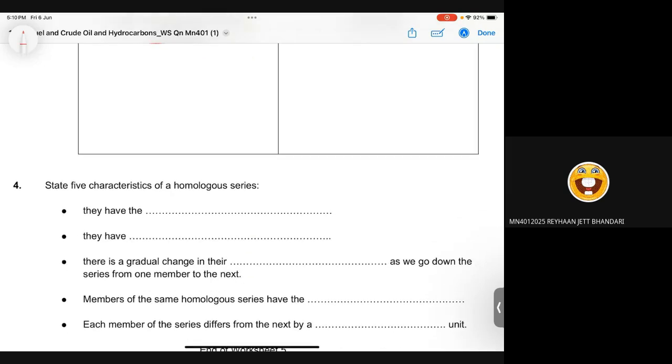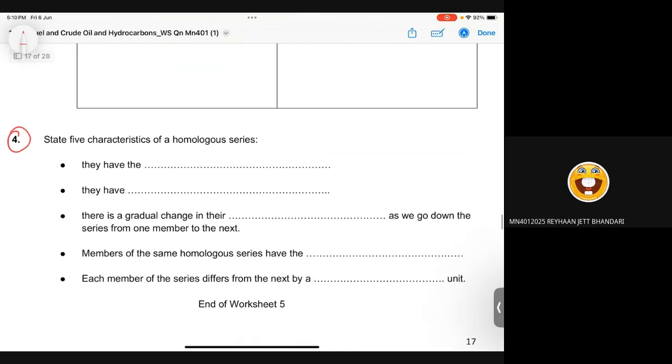Now, let's go on to the last part, which is question 4. This one should be easy. Austin, give me the first characteristic. You're the first one, so you can say anything. No, state 5 characteristics of homologous series. Give me any one of these. Okay, then you pause here first.